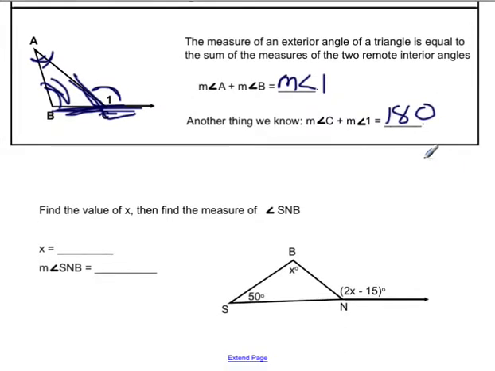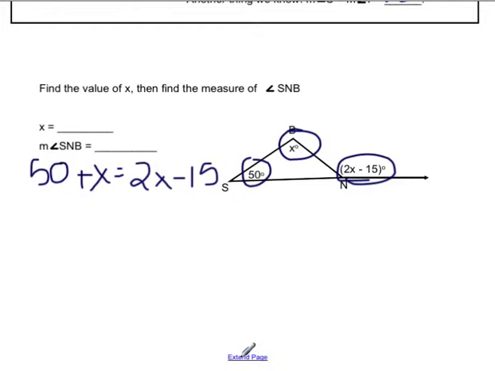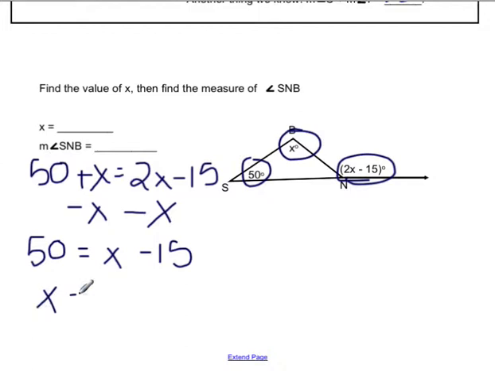Now let's take a look at this next one. Find the value of x. Well, we know that 50 plus x needs to be equal to 2x minus 15. How do we know that? The sum of these two angles needs to be equal to that exterior angle. That's what that theorem tells us. So now we're going to solve this for x. I'm going to subtract x from both sides, and I have 50 is equal to x minus 15. Add 15 to both sides, and I get that x is equal to 65.